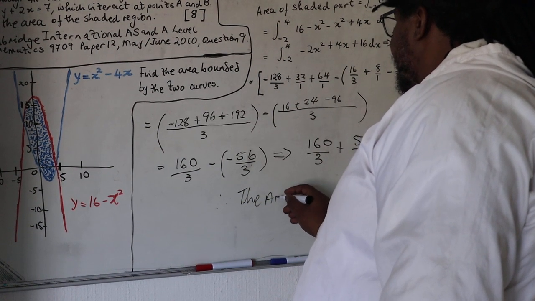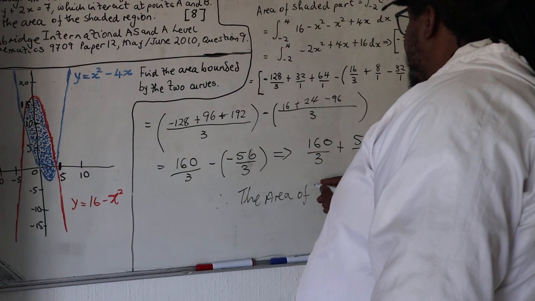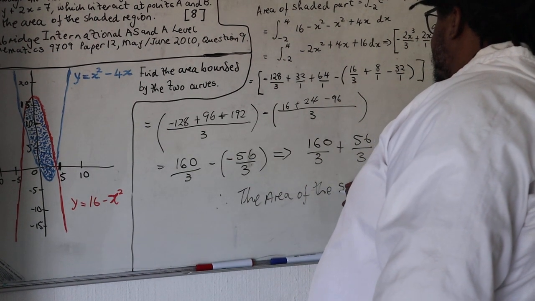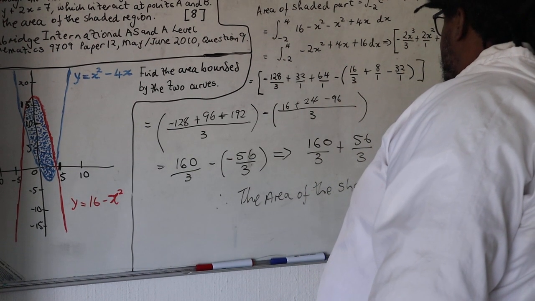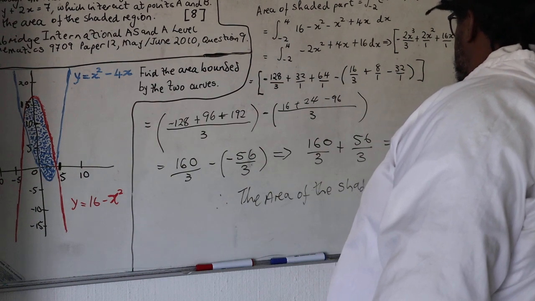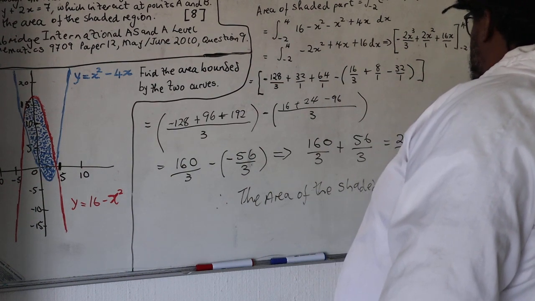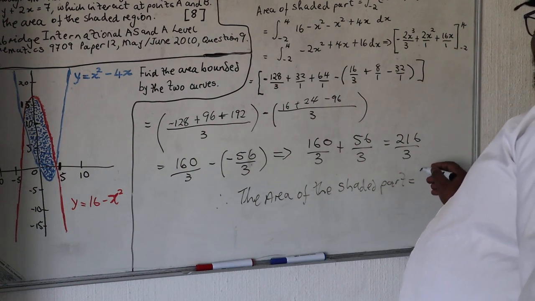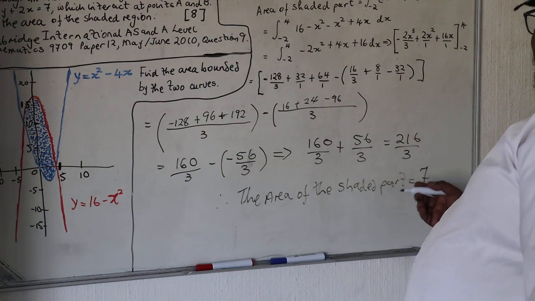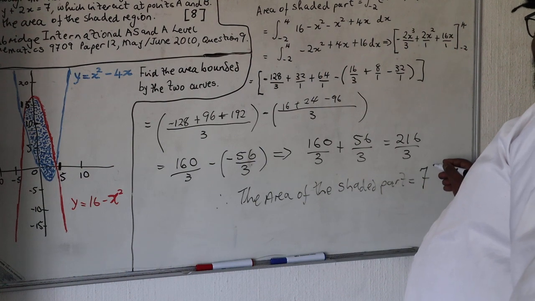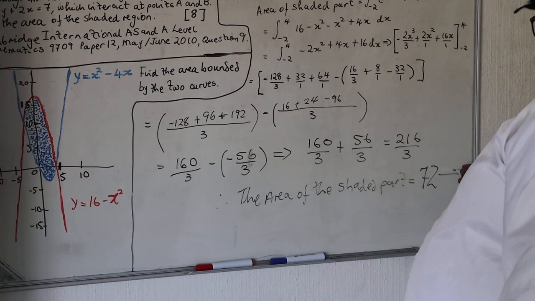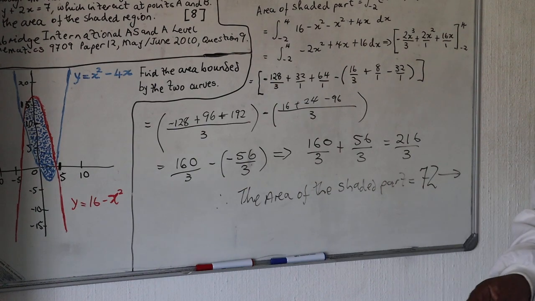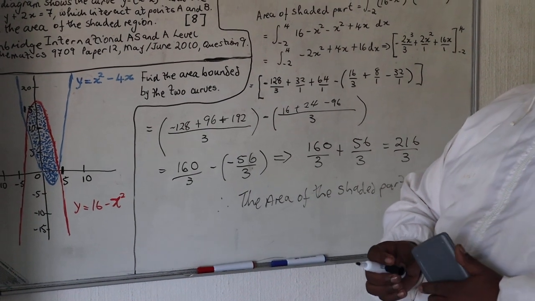So therefore, the area of the shaded part equals 216 divided by 3. 3 into 21 is 7, 3 into 6 is 2, 72, and you are done. Thank you.